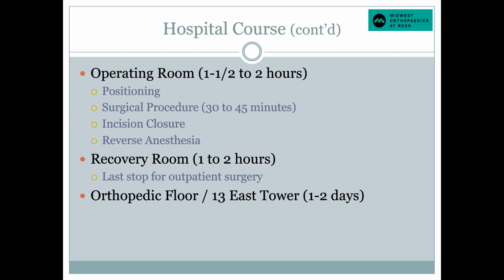You will then be brought to the recovery room where you will wake up from anesthesia. This typically takes about an hour. If you are at Rush, you will then be transferred to the orthopedic floor, which is our 13 East Tower. If you are at a surgery center, this is your last stop before discharge.